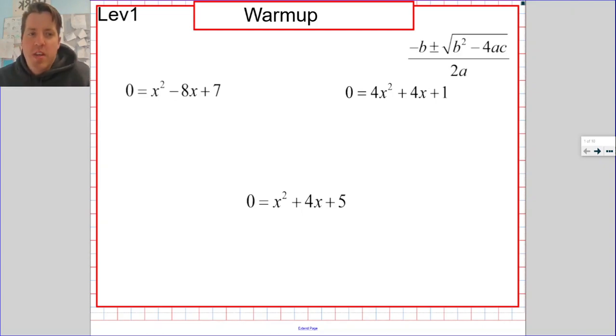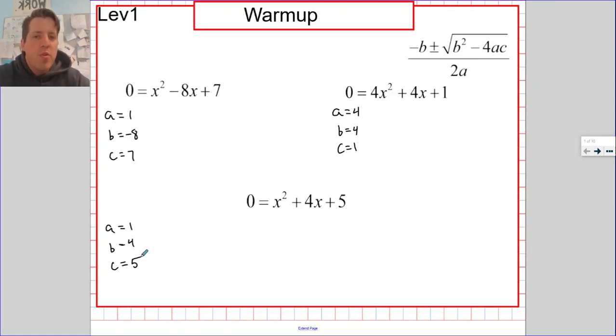You have chosen level 1 of the quadratic warm-up. Here we go. Now, what you will notice about each of these quadratics is that they are already in standard form. So, we do not need to set anything equal to 0, and we do not need to move any terms around. We're just going to pick out our A, our B, our C, and work our way through the formula.